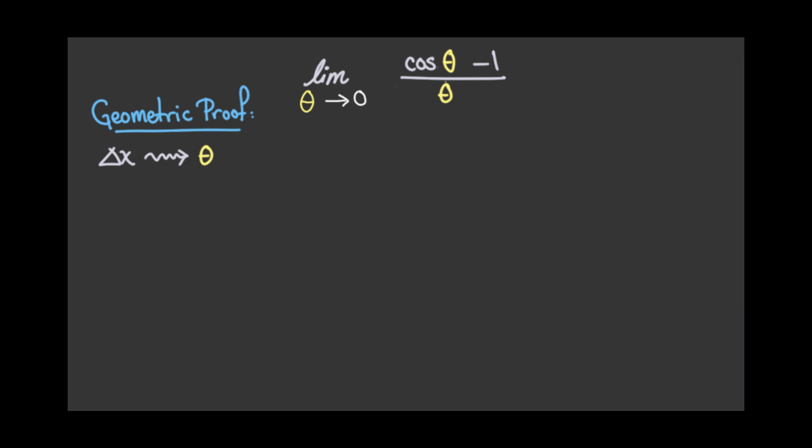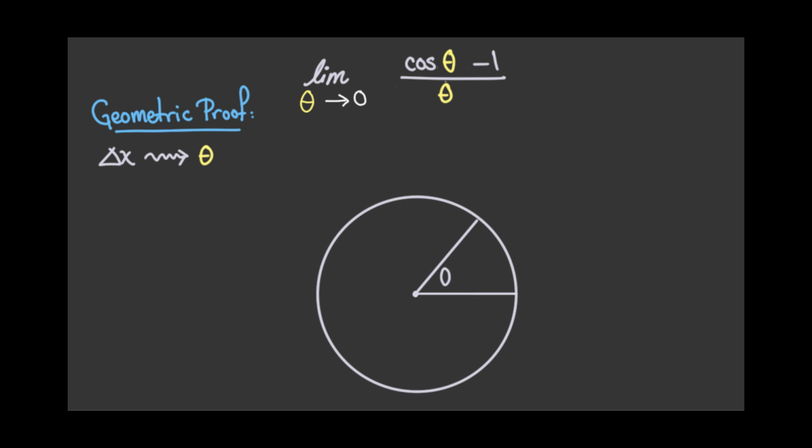To give a geometric proof, we're going to need a picture. So let's go ahead and start with a unit circle. We'll draw in an angle theta. Let's go ahead and draw in what we figured out before. So we have that this vertical distance here in yellow is sine theta, and this arc length is theta. What we need to find is this numerator in our limit, cosine theta minus 1.